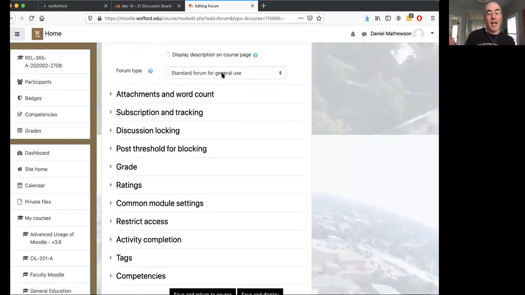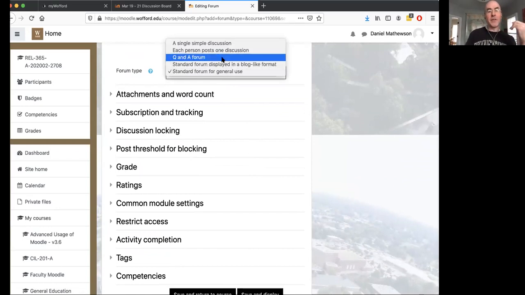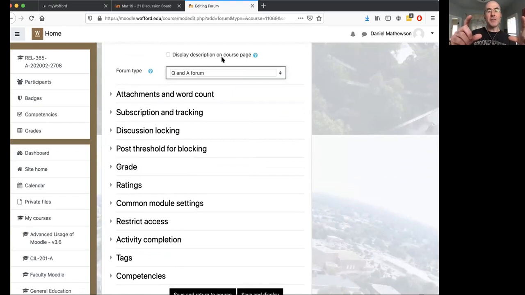This is the one that every example I've given you has been, the standard forum for general use. You post a topic, students can create their own discussion board threads, and then students can reply within those threads. The other ones, the Q&A forum is the one that I told you about, where you post a question, and then students have to reply to the question before they can see what other students have written.